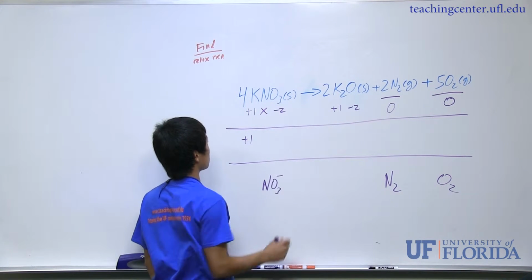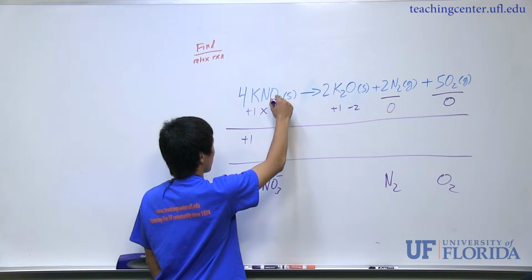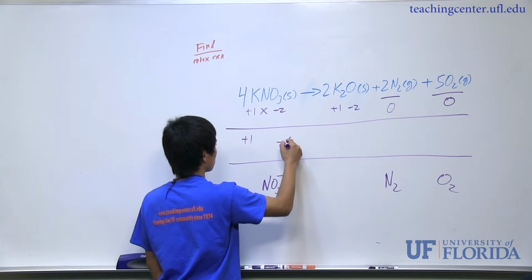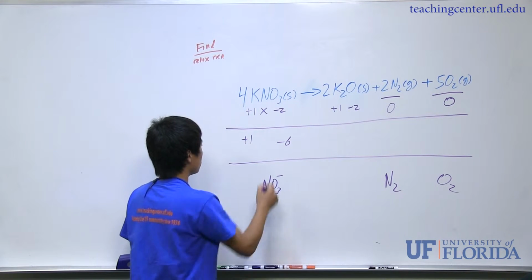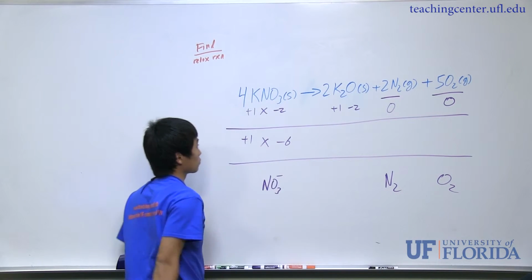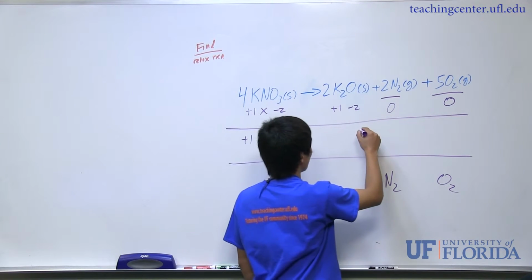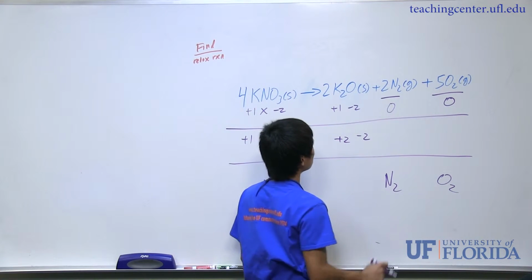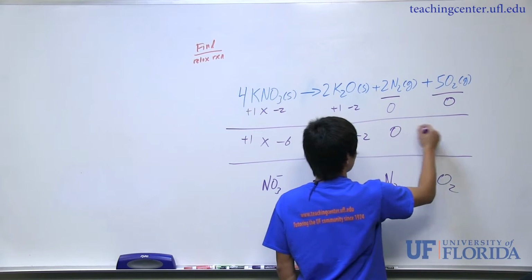Let's label this for nitrogen as X. Also, I have for oxygen here, for the potassium nitrate, 3 oxygen, so 3 times -2 is -6. And still it's X, because there's only 1 N. Also over here, guys, I have 1, so that's -2. But I have 2 potassium, so that's a +2. And then 0 and 0 still.